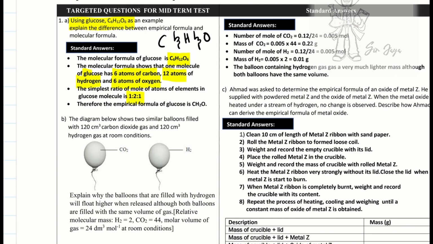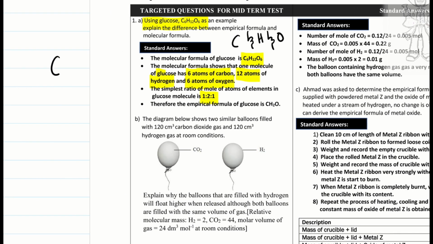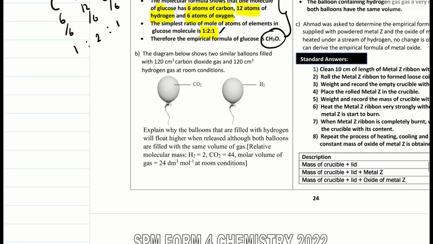Alright, the simplest ratio. So we have carbon 6, hydrogen 12, oxygen 6. So divide by 6, divide by 6, divide by 6. So the simplest ratio of moles of atoms of elements in the glucose molecule is 1 to 2 to 1, and therefore the empirical formula is CH2O. So this is the short essay question. So we move on to the next question.